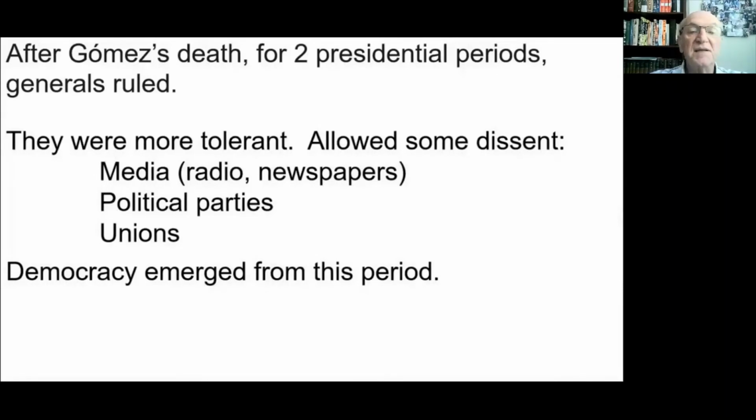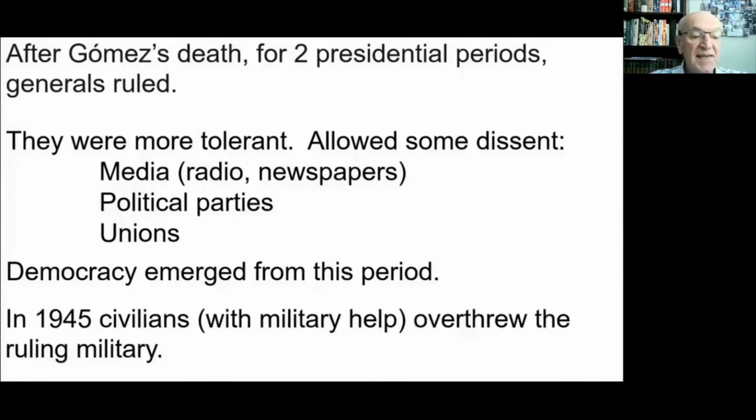Like media, the radios, newspapers were allowed to criticize the government. Political parties were allowed to get created. Unions also were allowed to be created. And actually, democracy really emerged from this period of time. And then in 1945, civilians with military help overthrew the ruling military.